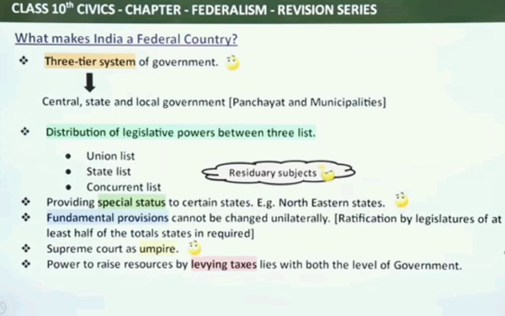Fundamental provisions cannot be changed unilaterally. Ratification by the legislatures of at least half of the total states is required, that is 50%, more than 14 states. Supreme Court as umpire. Power to raise resources by levying taxes lies with both levels of government, that is central and state government.